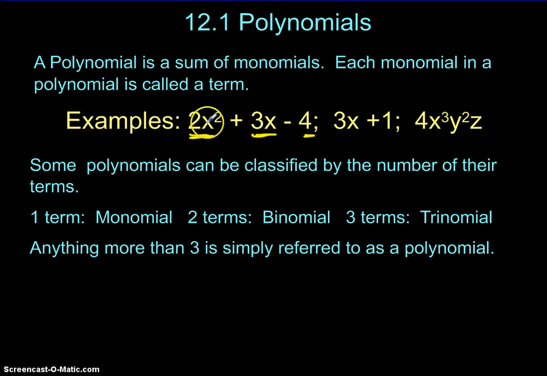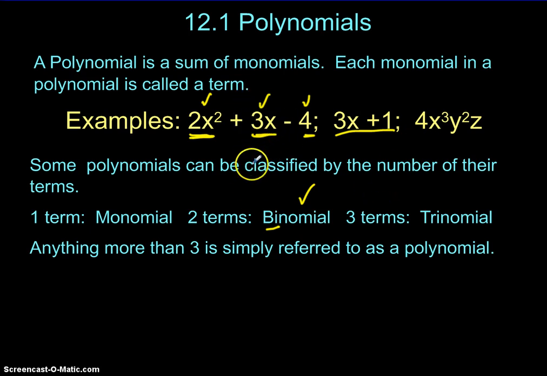Each monomial in a polynomial is called a term. So this is a term, this is a term, and this is a term, okay? Again, terms are separated by addition or subtraction signs. Polynomials can be classified by the number of terms. So a more specific name for a one-term polynomial is, as we said, a monomial. A more specific name for a two-term polynomial, like I have here, would be a binomial. Bi is two. Three terms, like I have here, would be a trinomial.